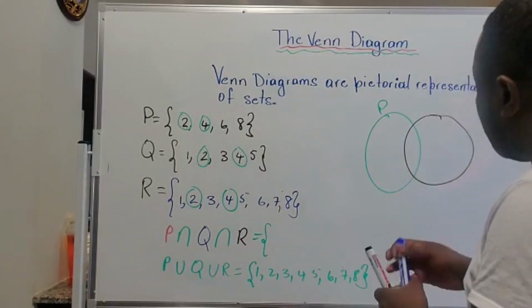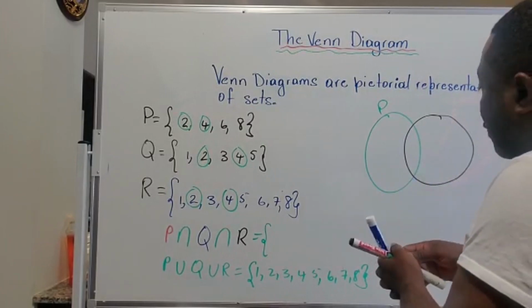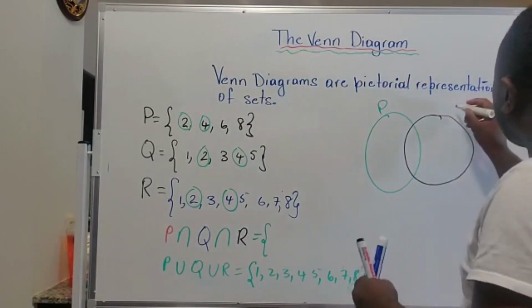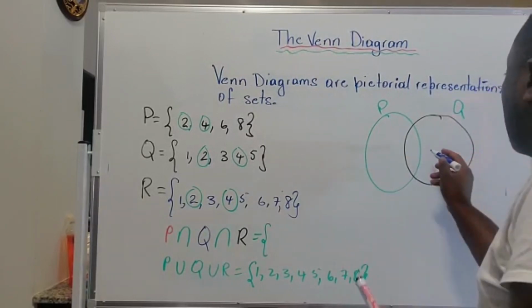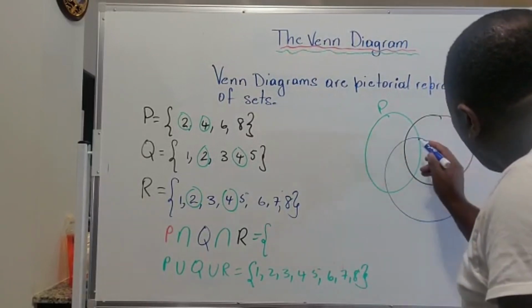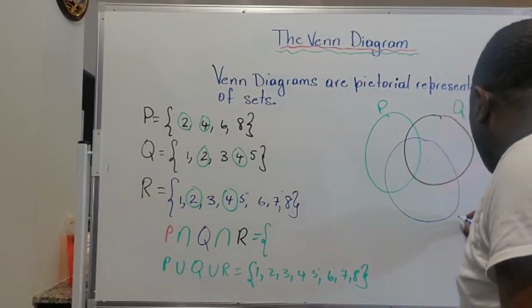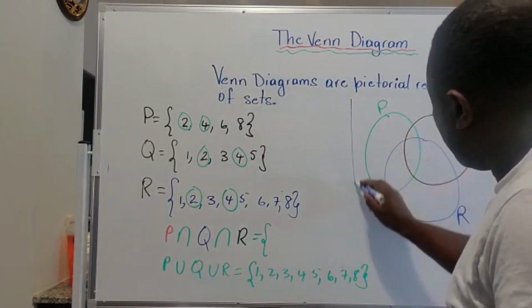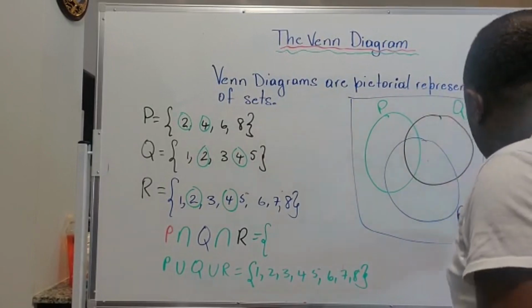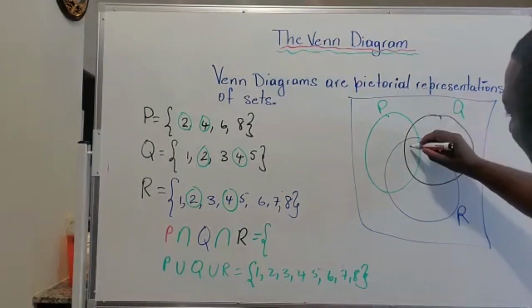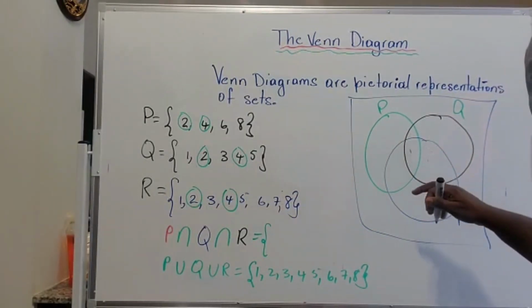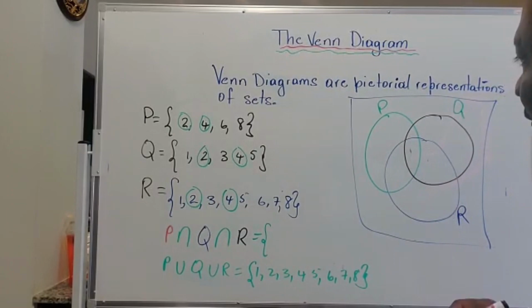We're going to call this one Q, and my third will be R. Now, first of all, we want to identify that common area that overlaps in all 3 sets.